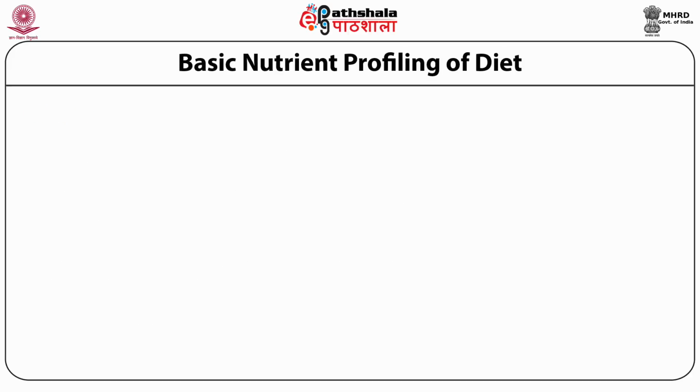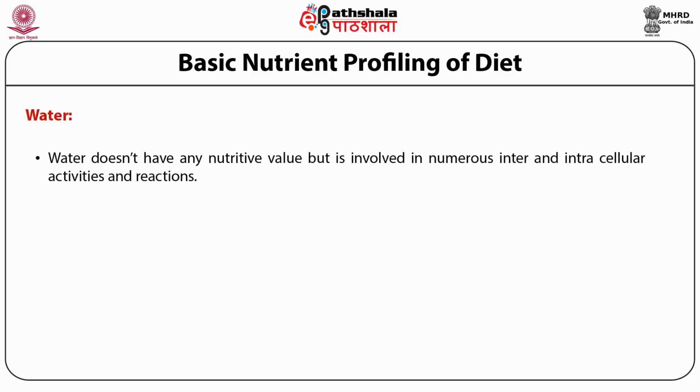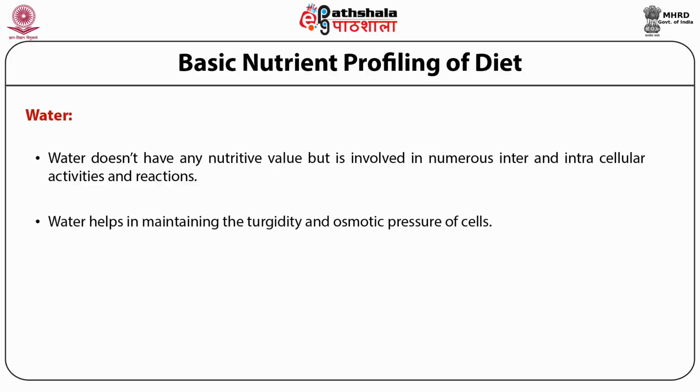The next important constituent of the diet is water. Water doesn't have any nutritive value, but it is involved in numerous inter- and intracellular activities and reactions. It is present in the various body fluids such as blood, lymph, saliva, tears and hormonal secretions from different glands. It provides a medium for exchange of substances through different types of membranes within and between the cells. It also possesses heat stabilizing property. Water helps in maintaining the turgidity and osmotic pressure of the cell.